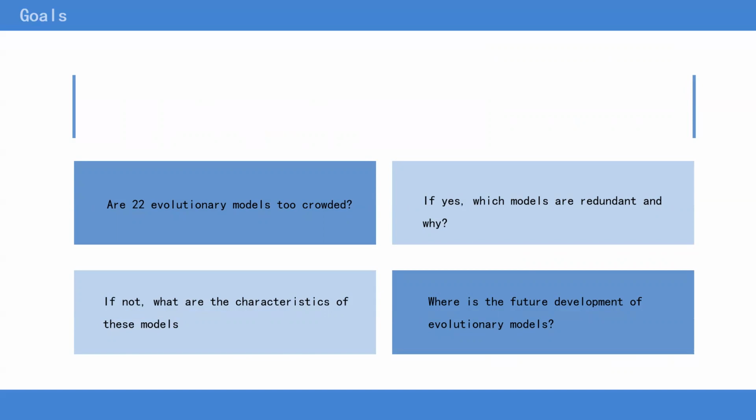The current research focuses on the selection of evolutionary models rather than considering whether existing models are redundant. The purpose of this project is to find the advantages and disadvantages of the models through the comparison of redundancy, and try to find out the future development of evolutionary models.